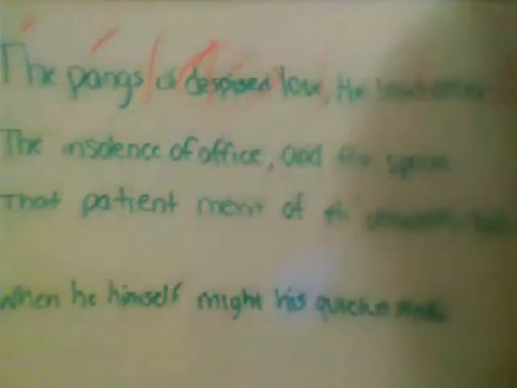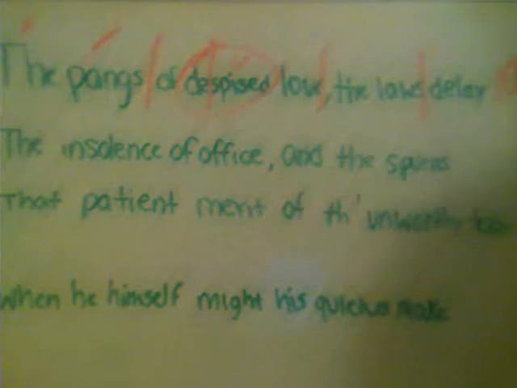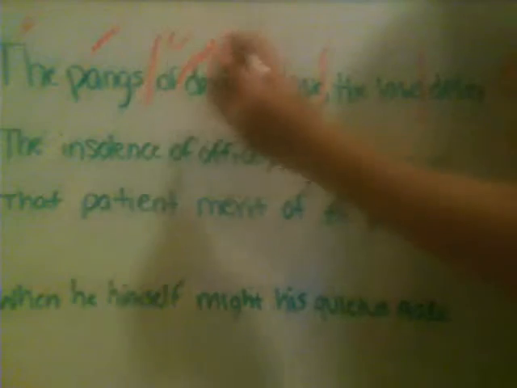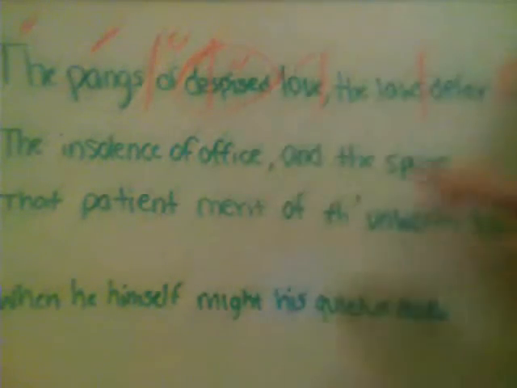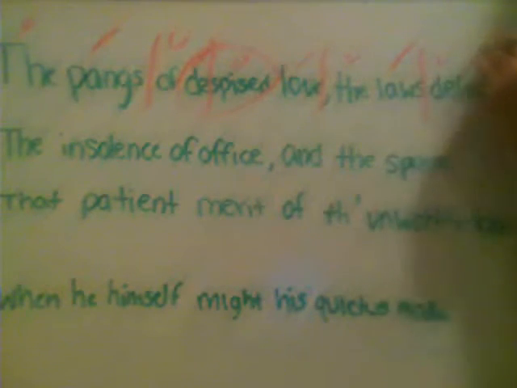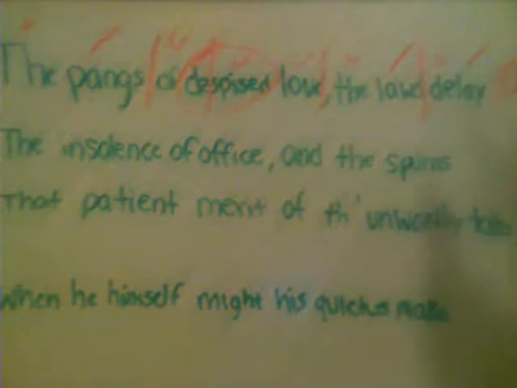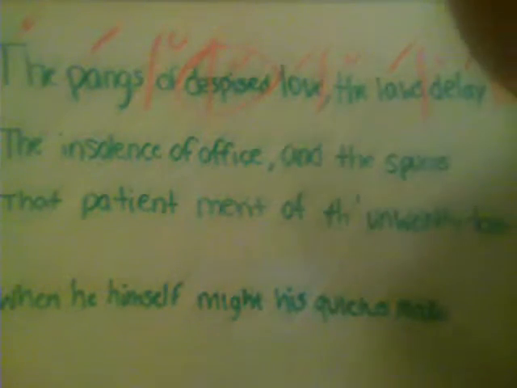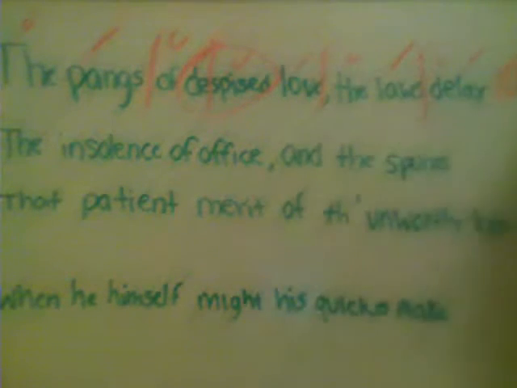The pangs make sense. Articles like of or the are normally unaccented. So the pangs of despised love, love is accented. The law's delay. Delay is another 2-syllable word, so you can check on there. You do not say DE-lay, you say de-LAY with the accent on the second syllable. So, since our meter is all unaccented followed by accented, that means that this line is in iambic pentameter.